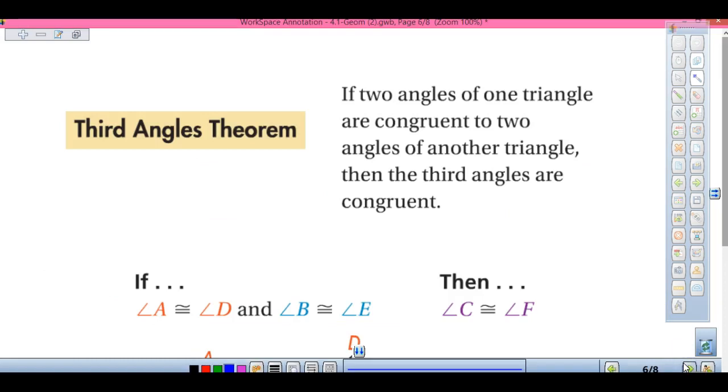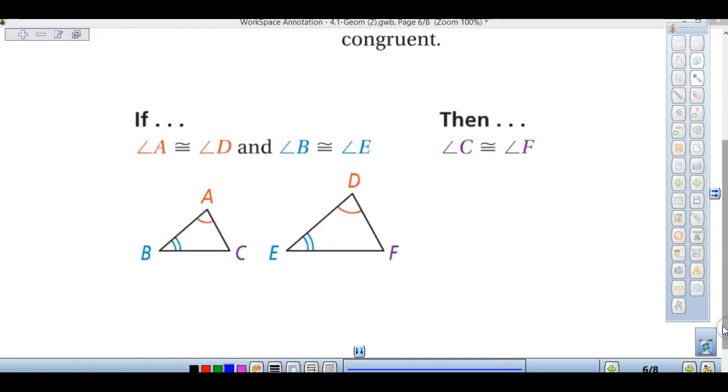All right, third angle theorem. All the third angle theorem says is if I have two angles of a triangle that are congruent to two angles of another triangle, their third angles have to also be congruent. So if A is congruent to D and B is congruent to E, the third angle theorem tells us that C is congruent to F.